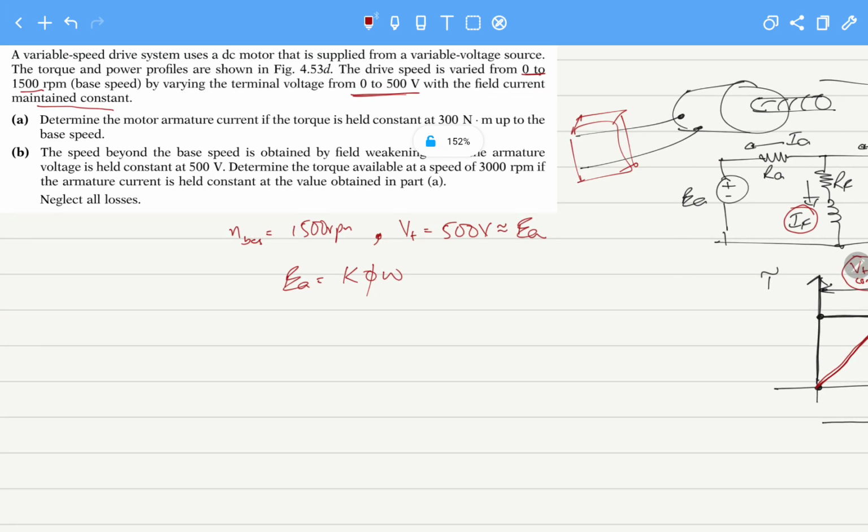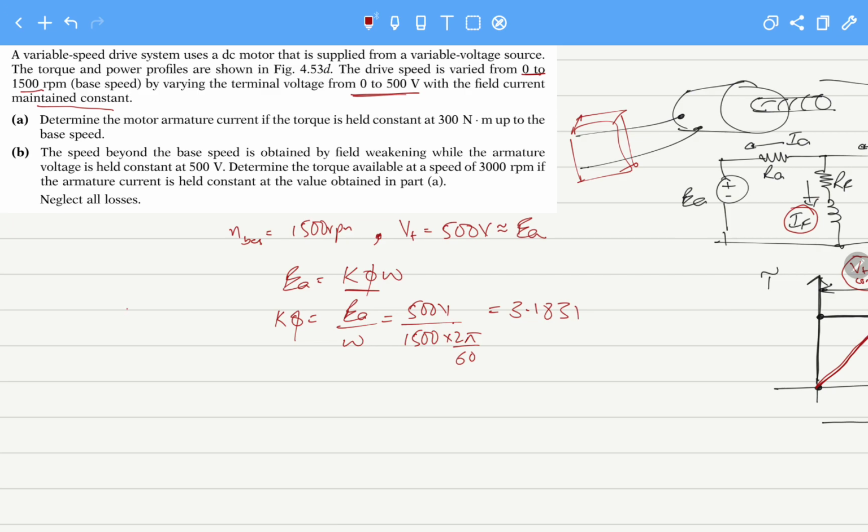So we can write K phi equals EA over omega, and this becomes 500 volts divided by omega, which is 1500 into 2 pi. We have converted this into radians. So the value of K phi will be equal to 3.1831.